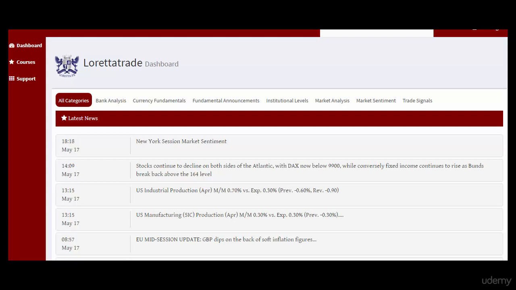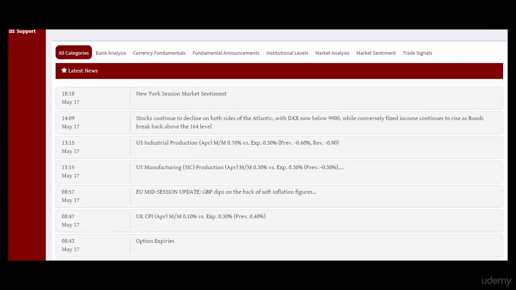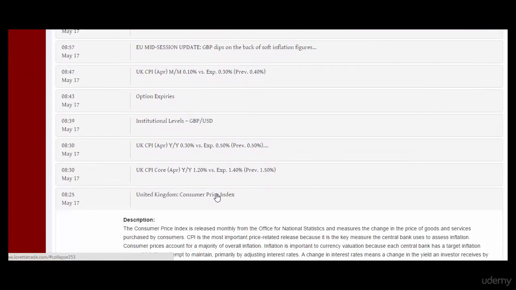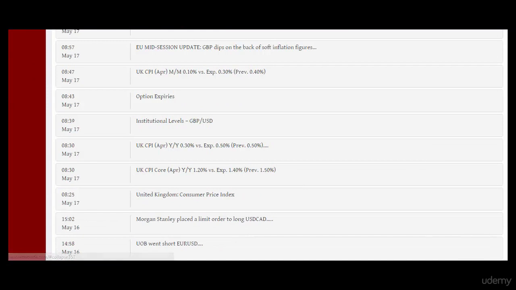Okay, so the first step is to get an understanding of what is happening in the market. So the first thing you will do is go on this page, read through some of this stuff, and get an understanding of what is happening in the market.